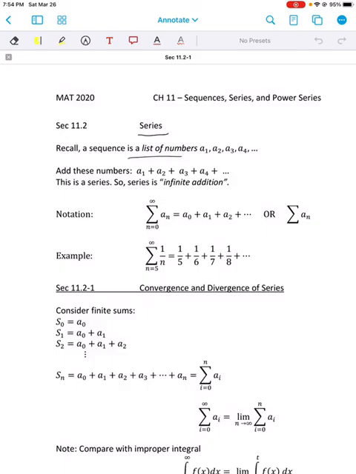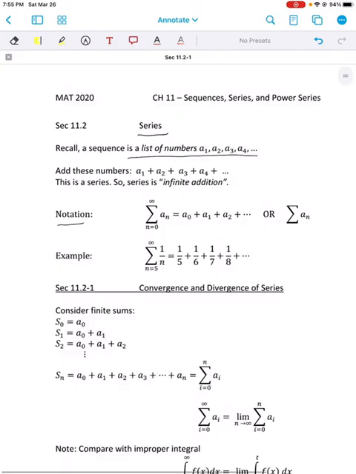Remember, a sequence is a list of numbers, so something like a1, a2, a3, and so on. What happens if we add these numbers? If we add all these numbers, a1 plus a2 plus a3 and so on, this becomes what we call a series. So basically a series is an infinite addition of numbers. And the notation for the series is this.